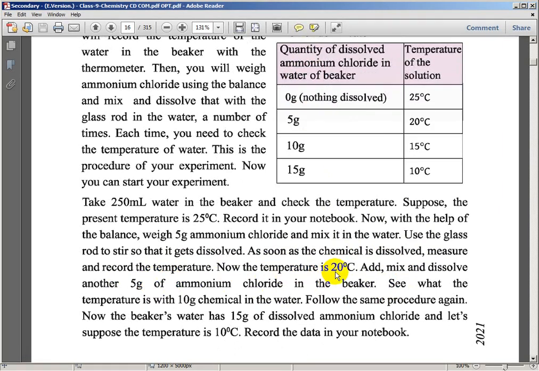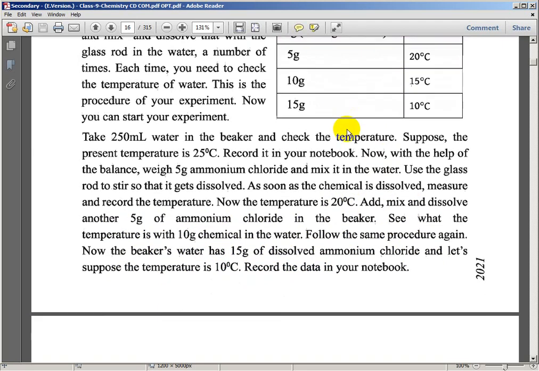Now the temperature is 20 degrees. Mix and dissolve another 5 gram ammonium chloride in the beaker and see what the temperature is with 10 gram chemical in water. Follow the same procedure again. Now the beaker water has 15 gram dissolved ammonium chloride, and let's suppose the temperature is 10 degrees Celsius. Record the data in your notebook.